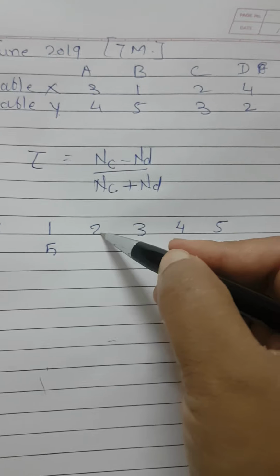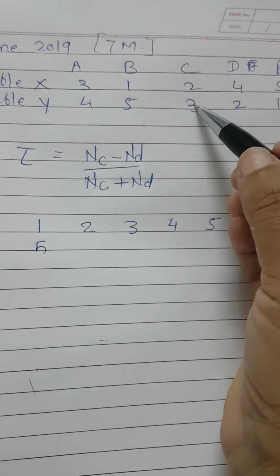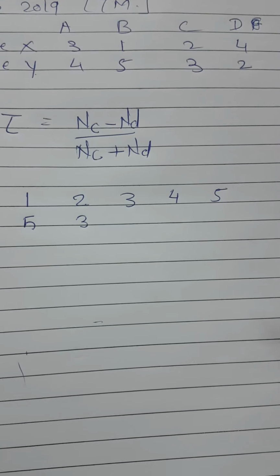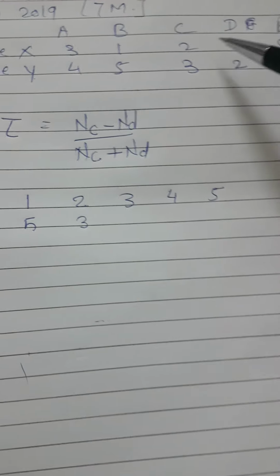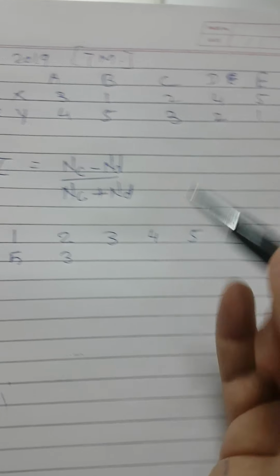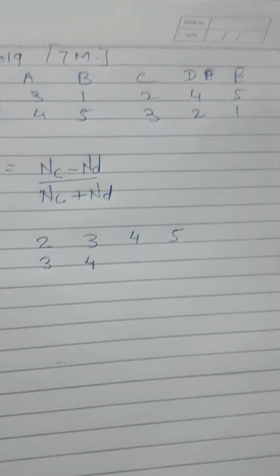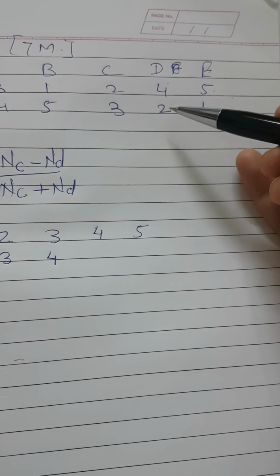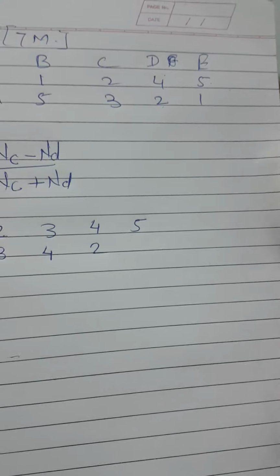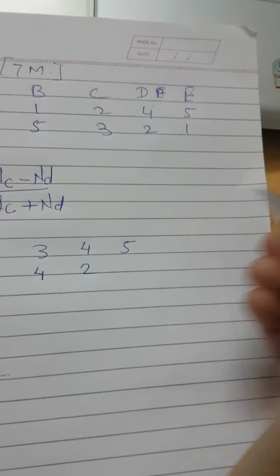Corresponding to 2, what was my rank? My rank is 3. So here I will write 3. Next is with respect to 3, what is there? With respect to 3, rank is 4. So here I'll write 4. Now for 4, Ry is 2. So we will write 2 over here, and for 5 we will write 1.